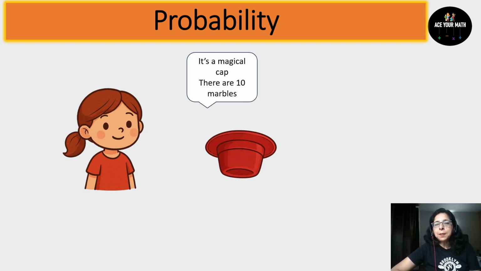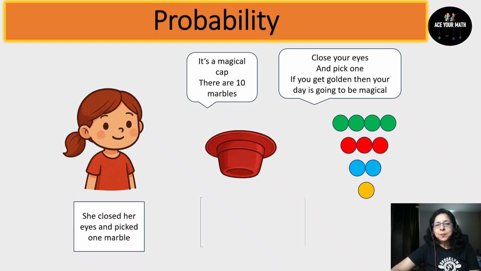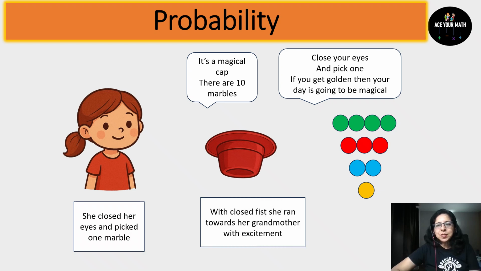And the cap says, I'm magical and there are 10 marbles. You close your eyes and pick one marble. If you get the golden one, then your day is going to be magical. Rana got so thrilled, she closed her eyes and picked one marble. With a closed fist, she ran towards her grandmother with excitement.